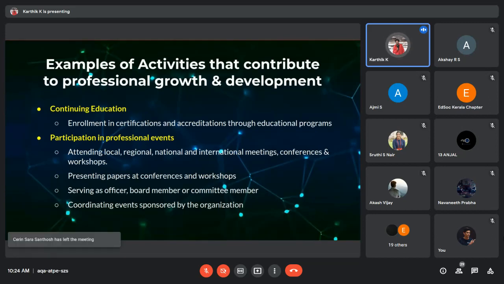You can attend local, regional, national and international meetings, whatever it is, with a great idea of getting a good professional network, good understanding about the industries, and good understanding about the different technical domains. So that is one of the aspects. Presenting a paper at conferences and workshops, that is another aspect.